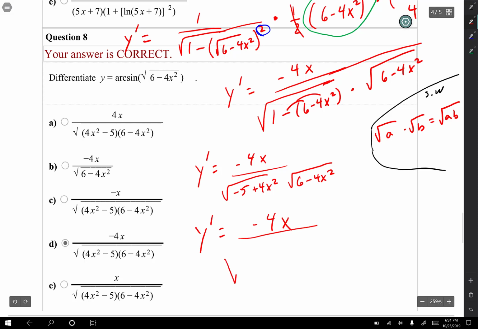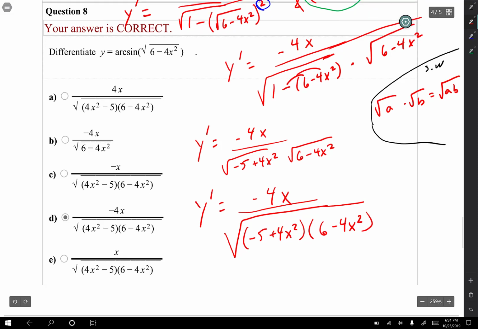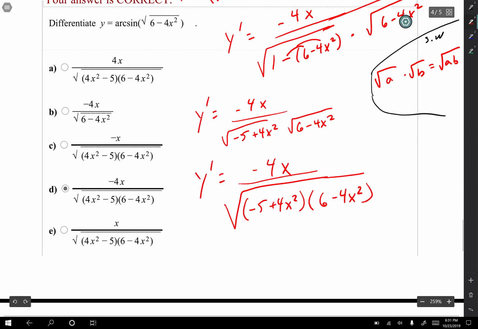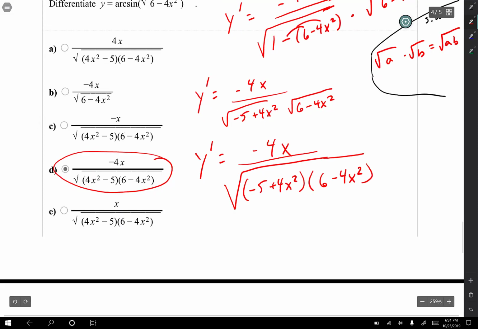I can write square root, and then in parentheses, negative 5 plus 4x squared, close, open another one, 6 minus 4x squared, and hopefully they left it alone, and we'll see. And lo and behold, hallelujah, thank you, Jesus. Here it is, negative 4x squared minus 5, and then 6 minus 4x squared. Cool? Cool. All right, let's go to the next one.